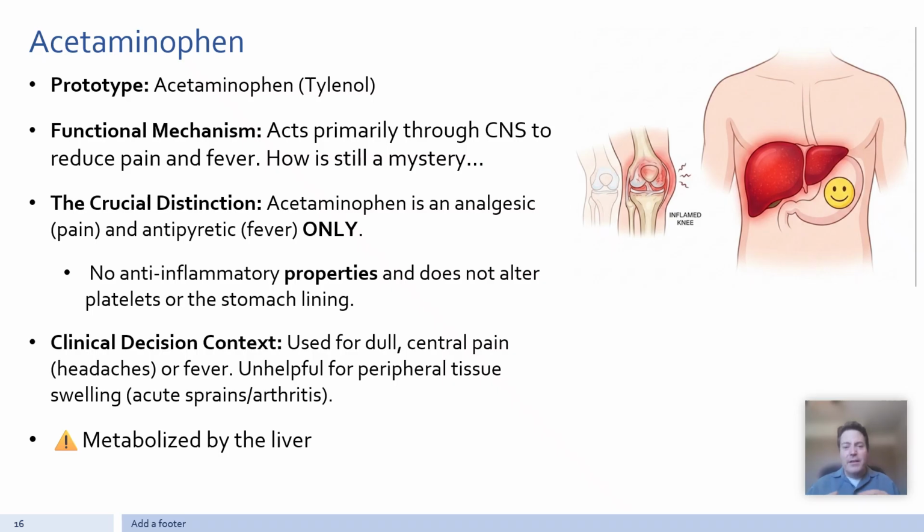There's a crucial distinction here. It's only an analgesic for pain and an antipyretic. So it only treats pain and fever. It doesn't have any anti-inflammatory properties. So it doesn't work on pain related to tissue swelling. I mean, it'll work on the pain, but it won't stop the swelling. So in clinical decision context, it's useful for dull central pain like headaches or fever, but it's not great for acute sprains or arthritis in terms of treating swelling, though it can help block the pain that is related to swelling. And we want to be cautious of its metabolism by the liver.